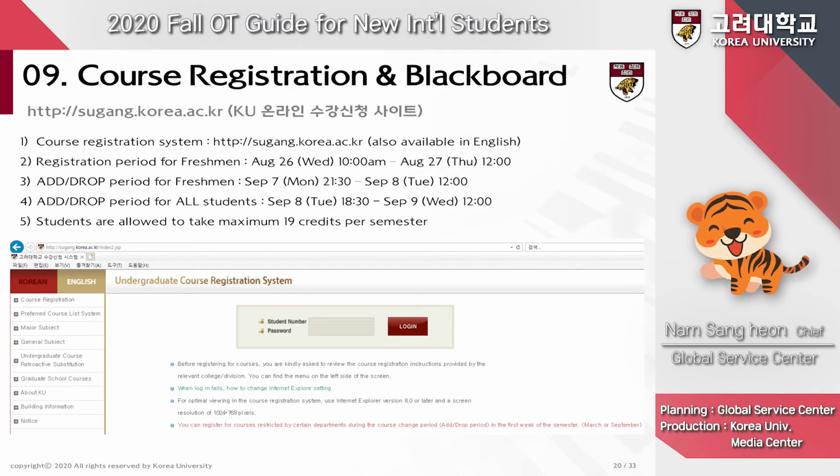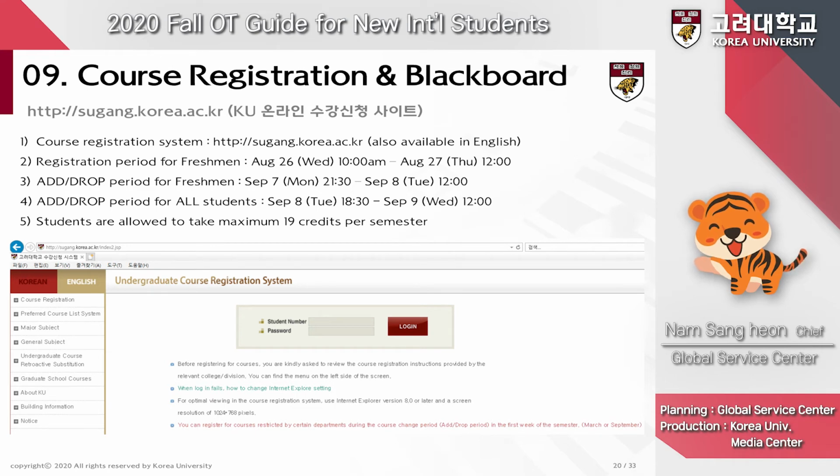Now on to course registration and Blackboard. Instructions on using Blackboard are organized in a file by KUISA, the student organization formed to help out international freshmen, and it will be sent to you via email. And the course registration period for newly admitted students of 2024 semester is from August 26th to 27th.